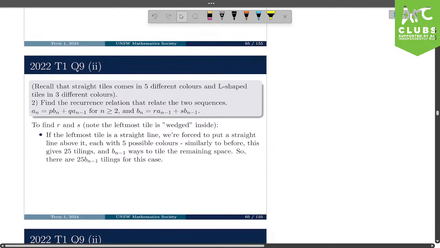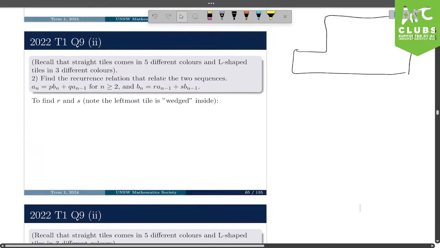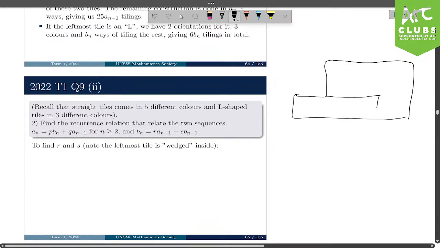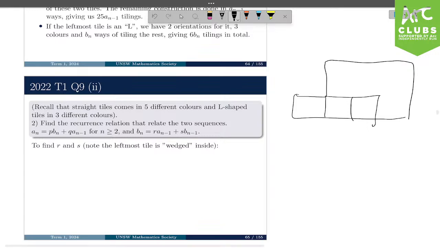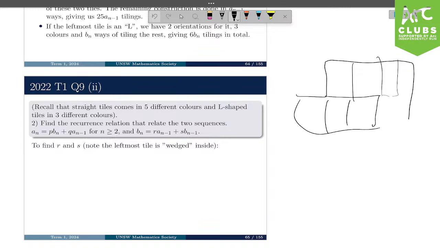If we put a straight tile on the leftmost tile, we're going to go case by case again. If we put a straight tile, notice that to fill the top section over here, we can't put an L because this entire section here is covered. And we can't put an L tile like this, right? We can only put a straight tile, okay?